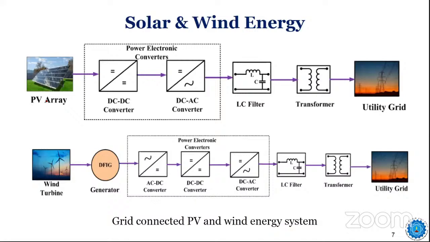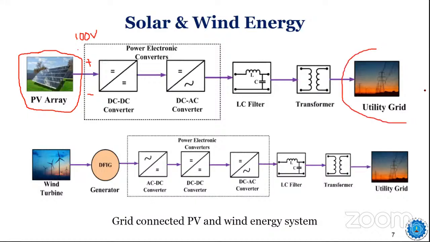As I was telling you, if we see the basic block diagram of a photovoltaic system, I think all of us know what the photovoltaic panel produces. This photovoltaic panel produces DC output. Let's suppose the DC output from the panel is about 100 volt. Will this energy be sufficient to feed the utility grid? No, we cannot supply the required amount of power to the utility grid.